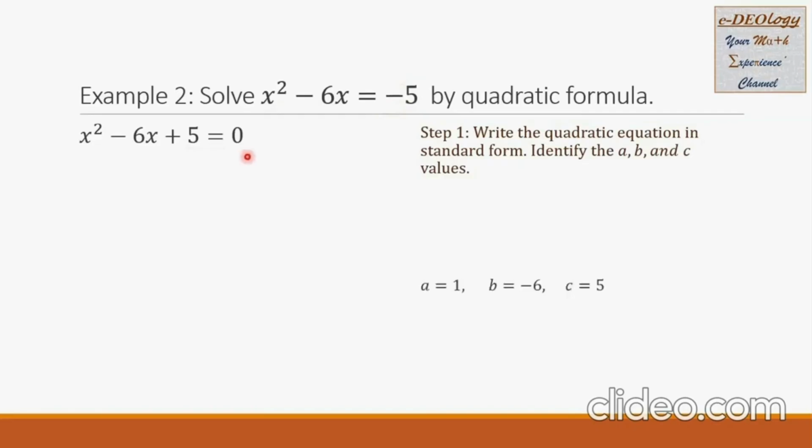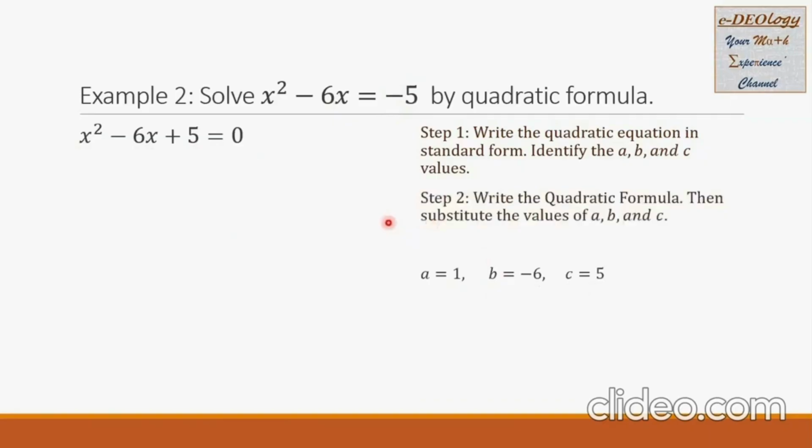Then we will identify the a, b, and c. For our a, the coefficient of x squared is 1. The b, the coefficient of x is negative 6. And the c is the constant.